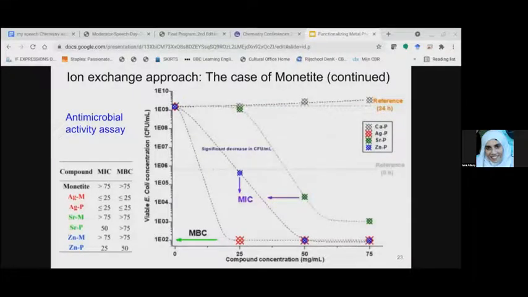At higher doping ratios, when we got the zinc phosphate and the silver phosphate, and the monetite doped with strontium at higher concentration, we started to see the minimum inhibitory concentration for the three of them. Strontium is the least effective in that regard, and of course silver continued to be the best.